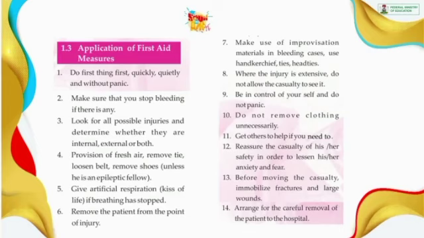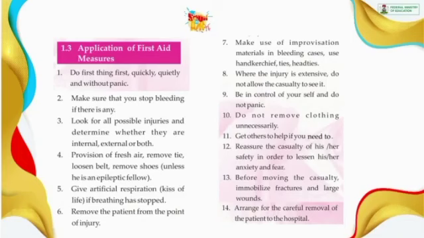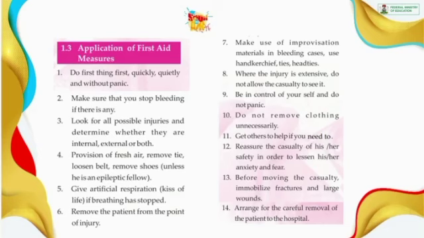Now, number 6, remove the patient from the point of injury so as to avoid those that will be telling you this thing, how are you going to make it? You just take that person out of that particular point. Number 7, make use of improvised materials in bleeding cases. You can use your handkerchief, your hair tie, or your tie in order to tie that area so that bleeding will not continue.